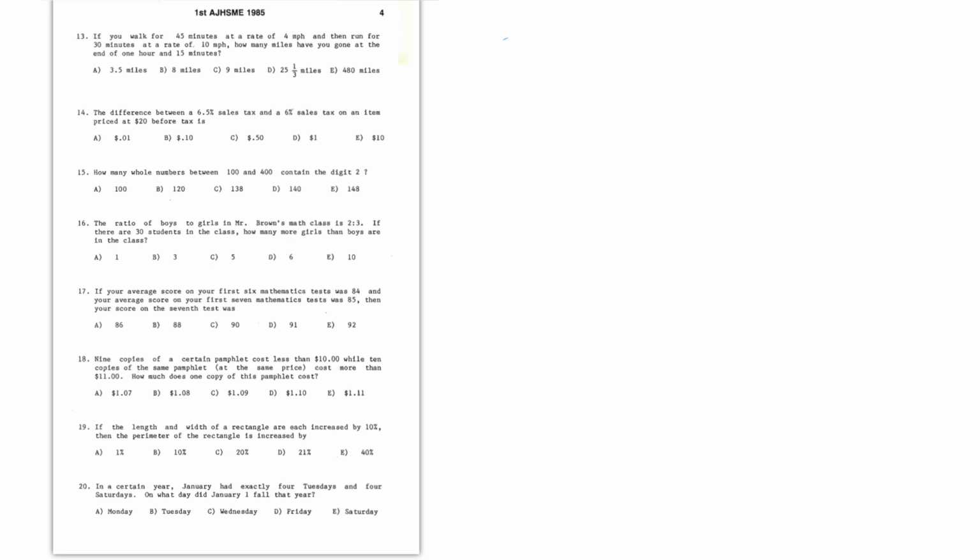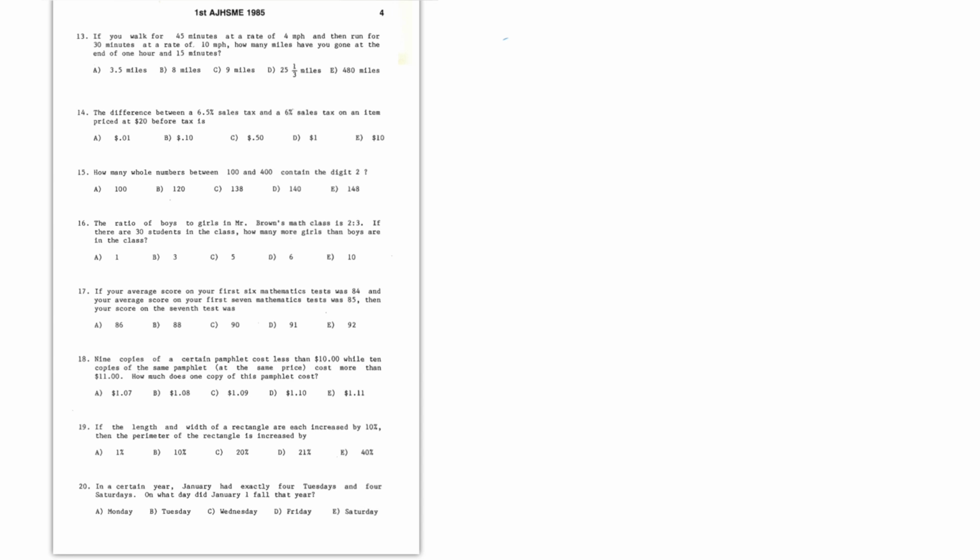Number 13. If you walk for 45 minutes at a rate of 4 mph and then run for 30 minutes at a rate of 10 miles per hour. How many miles have you gone at the end of 1 hour and 15 minutes?